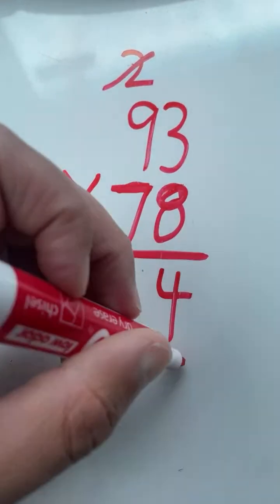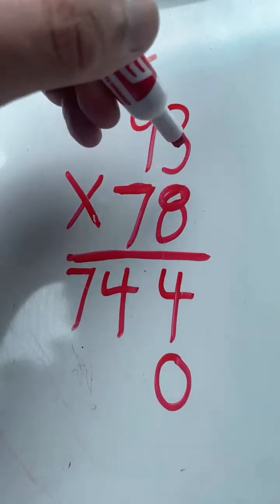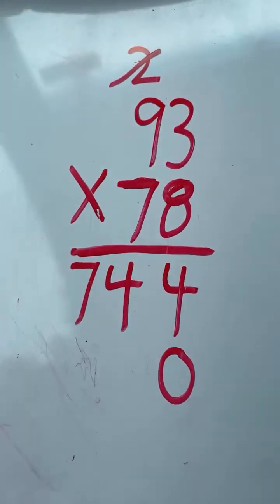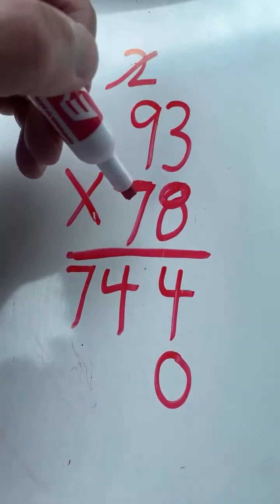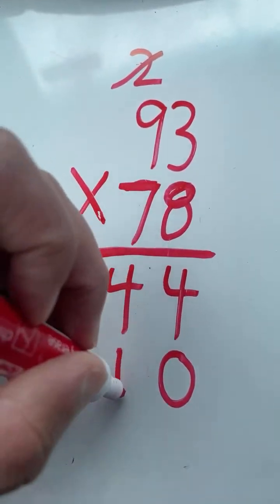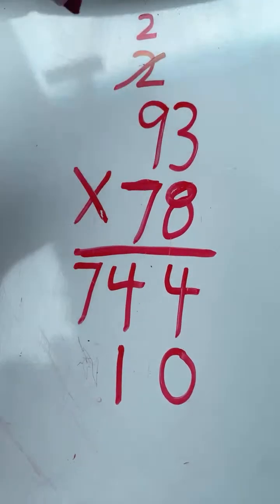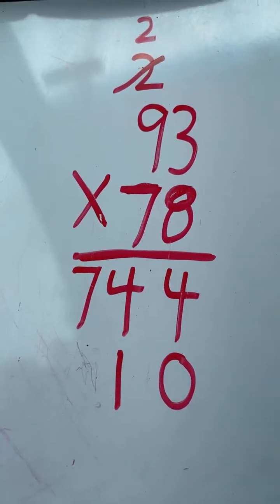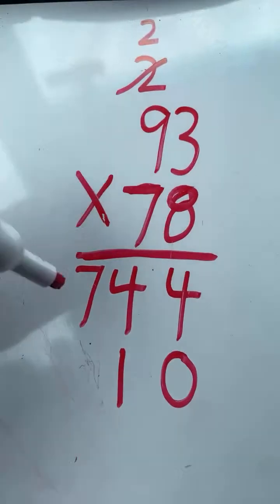Now we're going to put a 0 in the ones place since both digits in the ones place have been multiplied. And next, we multiply the top 2 digits times the bottom digit in the tens place. 3 times 7 equals 21. 1, carry the 2. 9 times 7 equals 63, plus 2 equals 65.